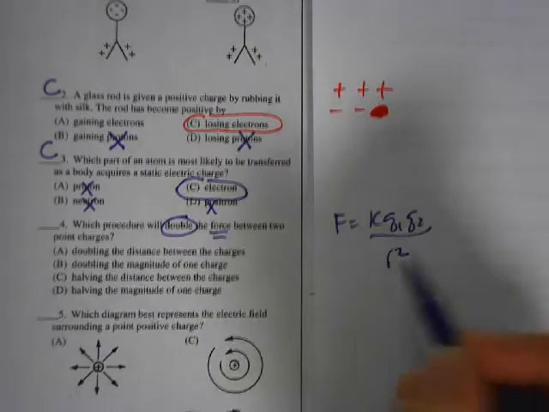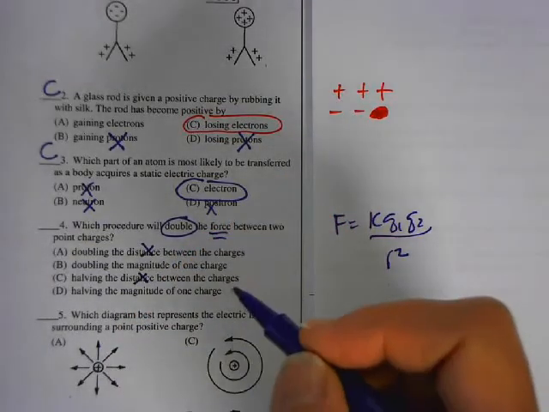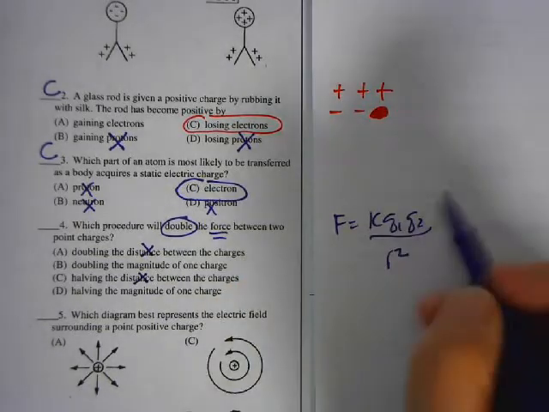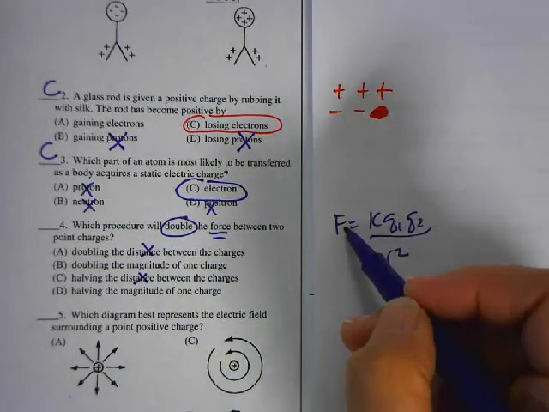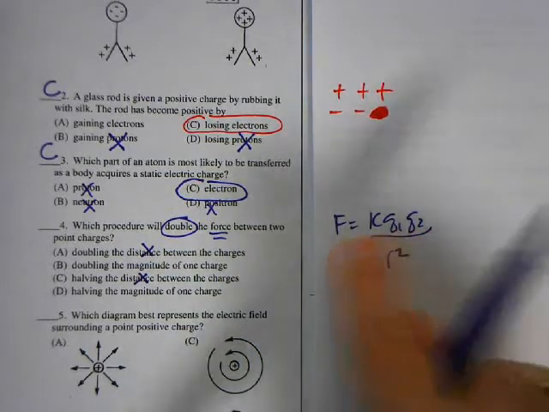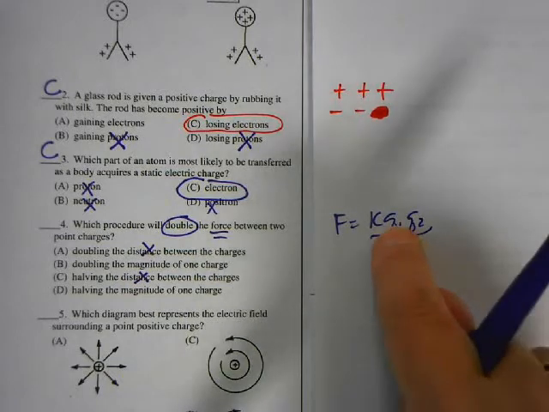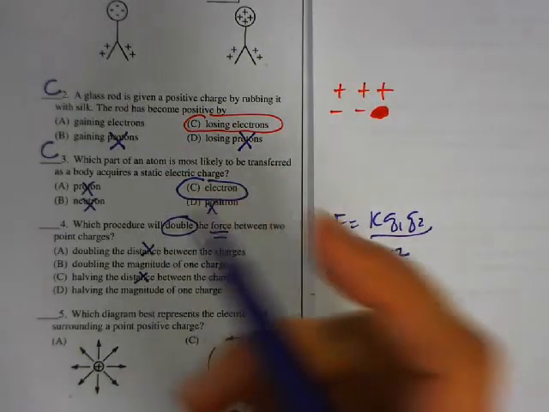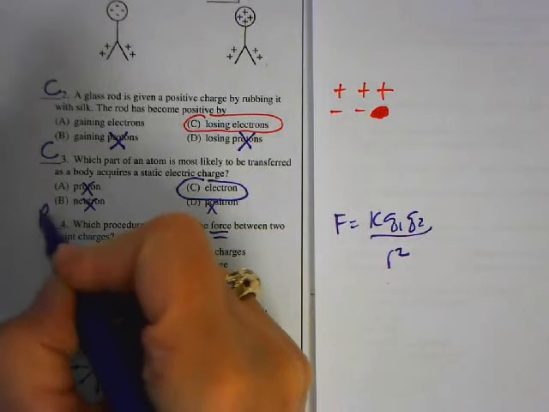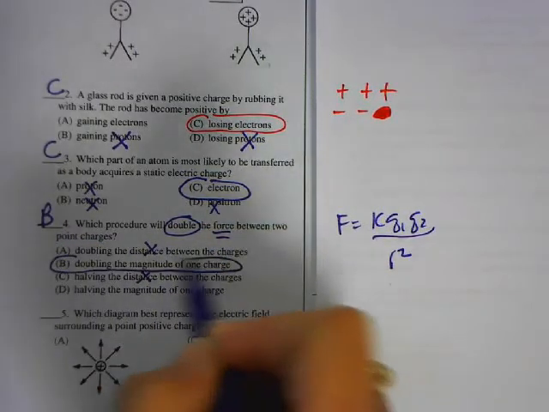So the answer is not going to be to double the distance, nothing with the distance. And if I halve one of the charges, the force is going to be half. I see that the 2 charges, Q1 and Q2, are both directly proportional to the force because they're in the numerator. If this doubles, that doubles. So the answer there is going to be B, doubling the magnitude of one charge, because I see that they're directly related.